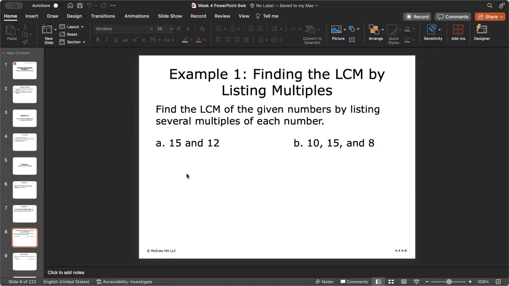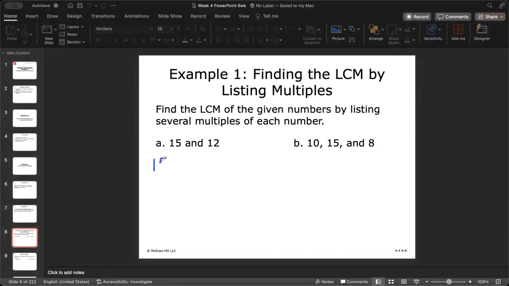Okay. So there's a myriad of ways you can do it. One way is to list out the multiples of 15: 15, 30, 45, 60. And you just stop when you see the first number that 12 goes into. Well, a number that 12 goes into is 60. How do I know? Because 5 times 12 gives you 60. But 12 won't go into the others, 15, 30, or 45. So that's a way that you can do it.